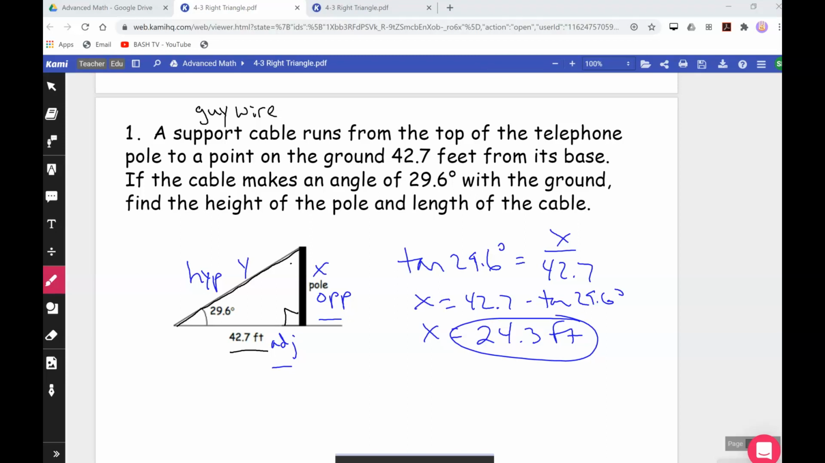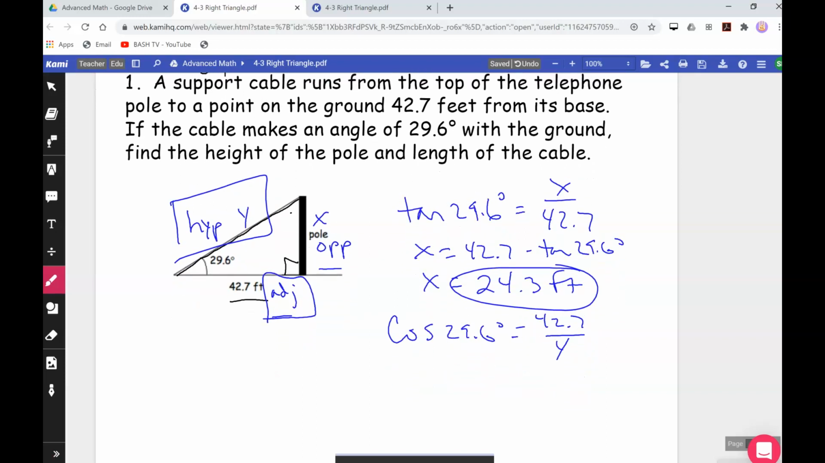So if we want to find the hypotenuse, we're going to use the adjacent and the hypotenuse. So that's cosine. Cosine of 29.6 degrees is 42.7 over y. Since the unknown is on the bottom, we are going to divide. So y is 42.7 divided by cosine 29.6. When you type that in, y is around 49.1 feet. So the length of the cable is about 49.1.